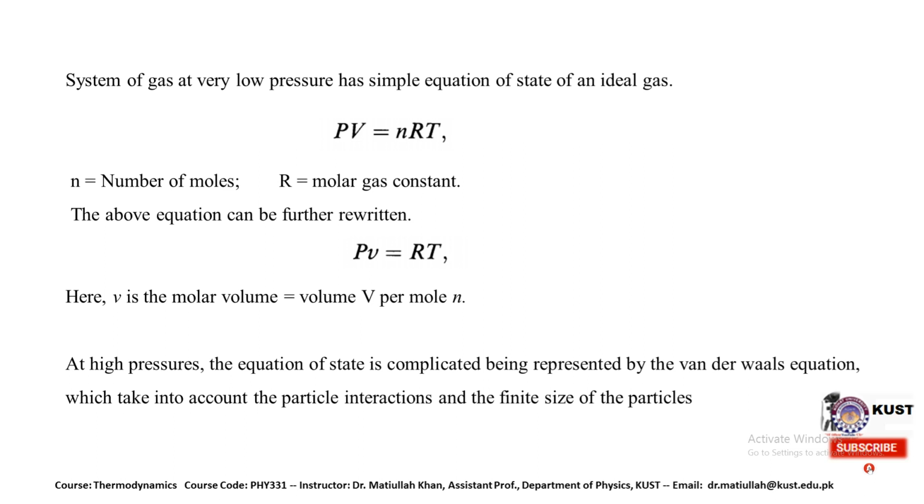It is actually called PV = nRT. P is the pressure, V is the volume, R is a constant quantity called the molar gas constant, T is the temperature, and n is the number of moles. The above equation can be further generalized to the form Pv = RT. Here the small v is called the molar volume, and the molar volume is actually the volume V per mole.